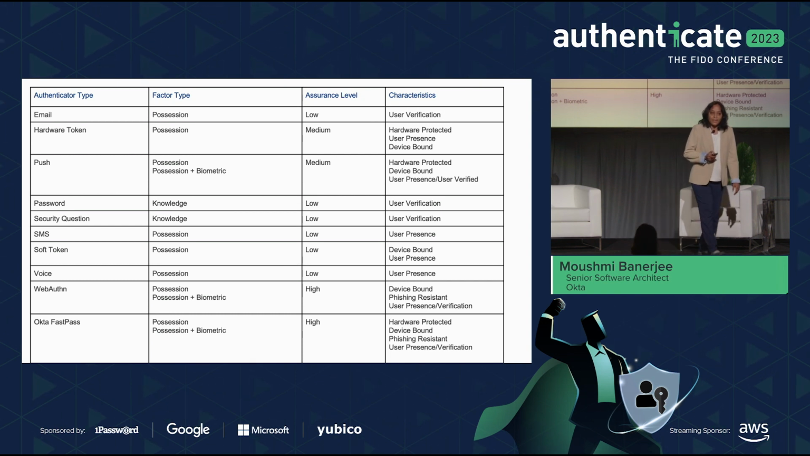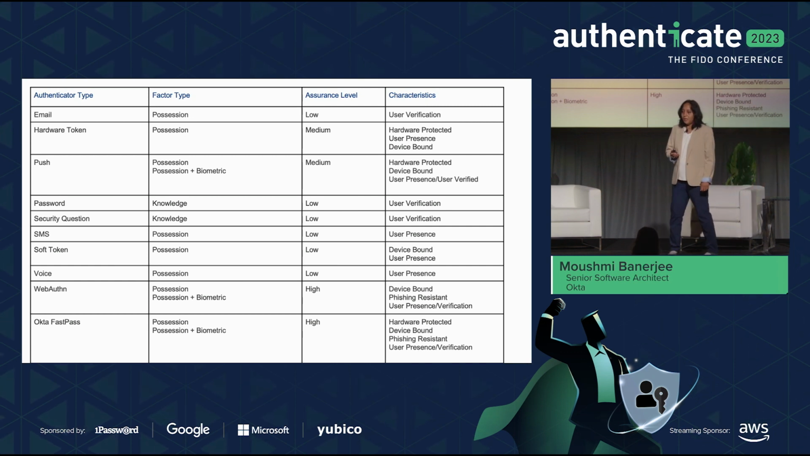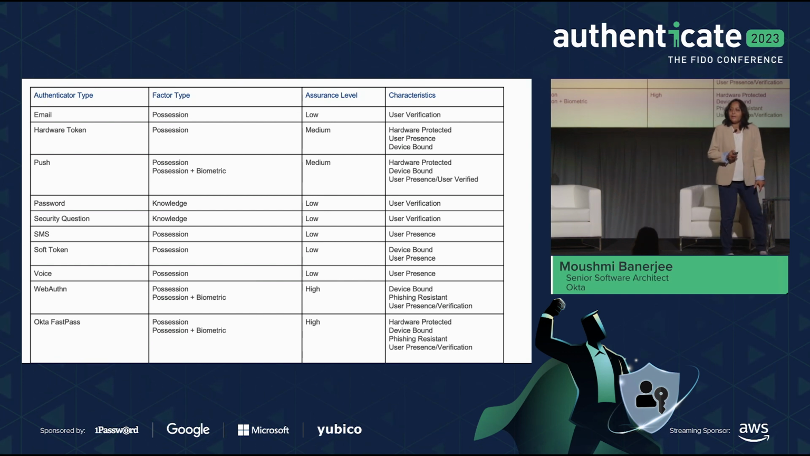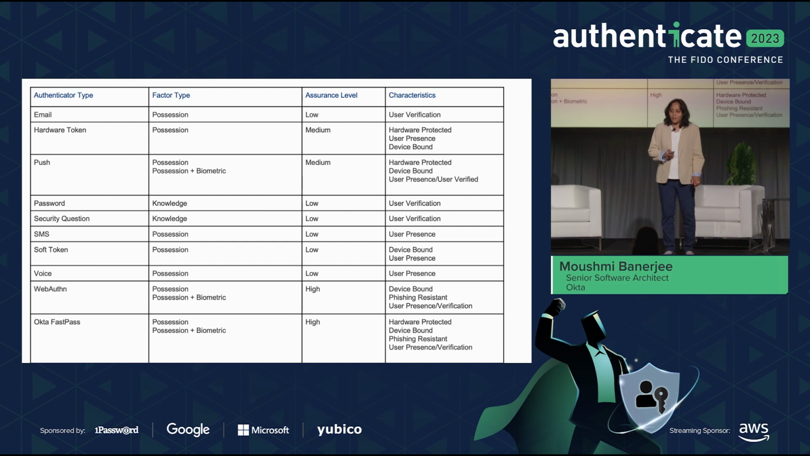NIST SP 800-63B Rev 4 classifies passkeys, especially the multi-device passkey, as soft token, and device-bound passkeys as hardware token. Now let's focus on the last two, Okta FastPass and WebAuthn.